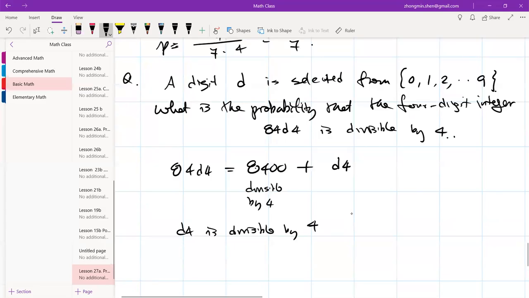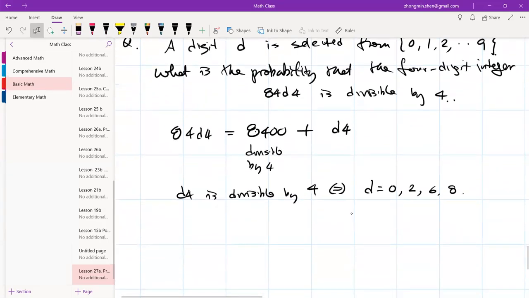If D is 0, then 04 is divisible by 4, but 14 is not divisible by 4. 24, yes. And 64, 84. So you only have these choices. But how many digits are there? The 10 digits, 0, 2, 4, yeah, I'm missing 4, yeah, 44. So the probability is going to be 5 over 10, and that's just 1/2.